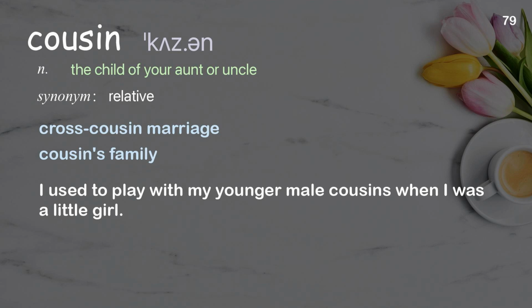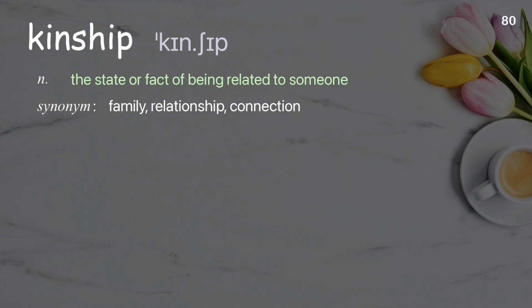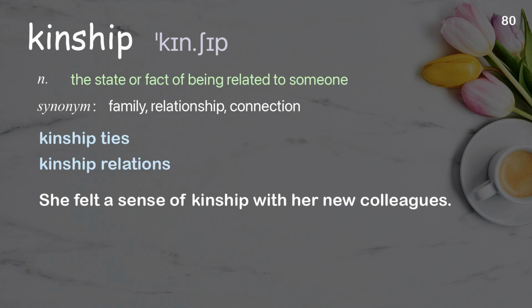Kinship. The state or fact of being related to someone. Examples: Kinship ties. Kinship relations. She felt a sense of kinship with her new colleagues.